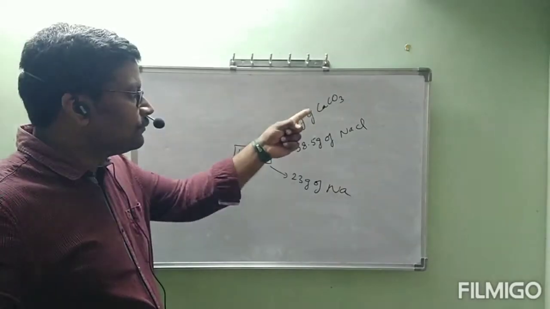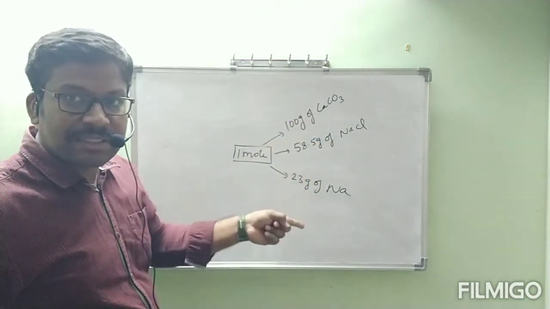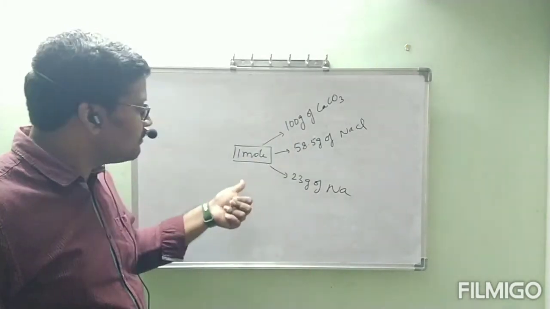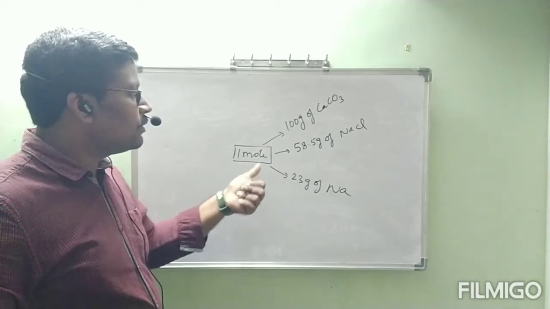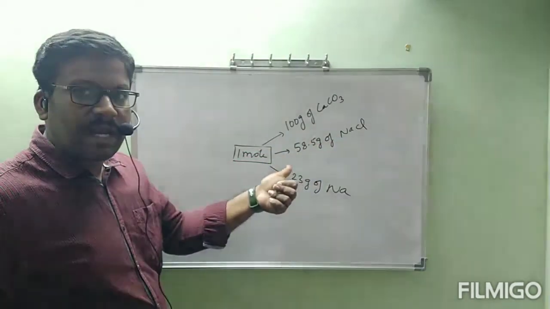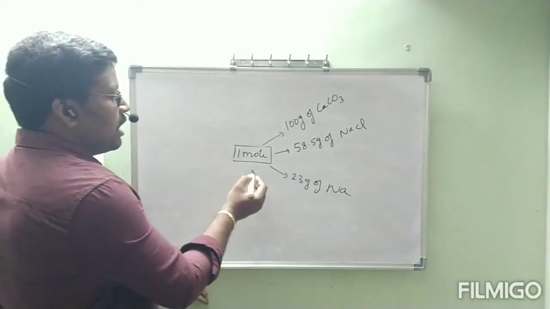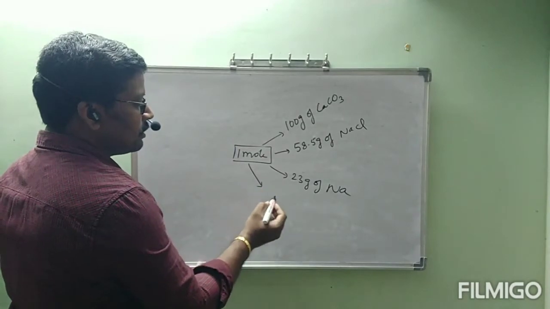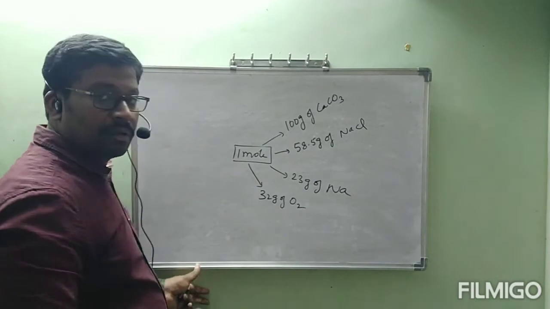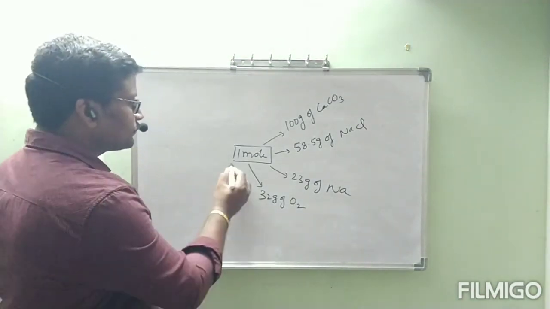Like eggs, bananas, apples, they are differentiated by masses. But their number, every time I am taking 1 dozen. Like that here I took the number 1 mole. Okay, 1 mole. Calcium carbonate 100 grams, 1 mole sodium chloride 58.5 grams, 1 mole sodium 23 grams, 1 mole 32 grams of O2. If you take 1 mole of O2, weight is 32 grams.